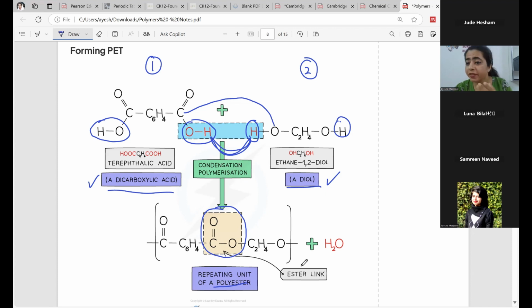We said the same thing when we were talking about esters, that an ester is going to form from an alcohol and a carboxylic acid. Remember? So yes, we have the alcohol part and the carboxylic acid part. So they are going to make an ester polymer.